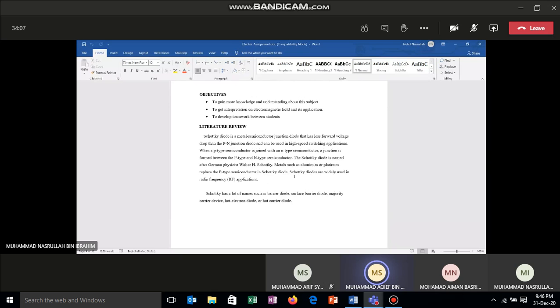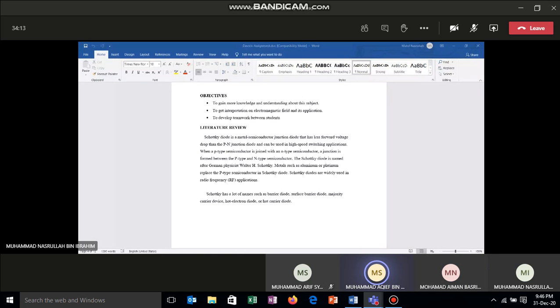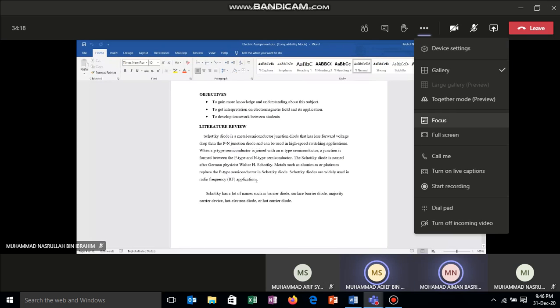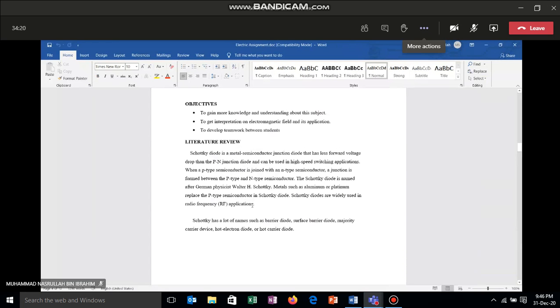Literature review. Schottky diode is a metal semiconductor junction diode that has less voltage drop than the PN junction. It can be used in high-speed switching application. When a p-type semiconductor is joined with an n-type semiconductor, a junction is formed between p-type and n-type. The Schottky diode is named after German physicist Walter H. Schottky. Metals such as aluminium or platinum replace the p-type semiconductor in Schottky diode.